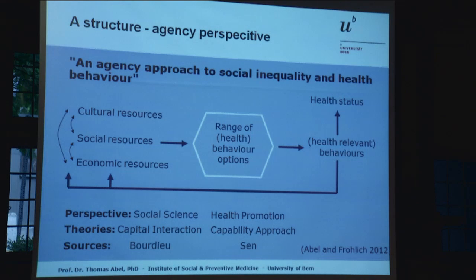And here you are, the three sorts of forms of capital interacting to determine the range of options that people have available, which then allows them to realize certain health and social behaviors, with an effect on health status, but also going back here to this. This is the perspective we are working on, and today is not the time to talk more about this and the capabilities, but that's another approach that we try to link, and you could read Amartya Sen for his theory on the capability approach.